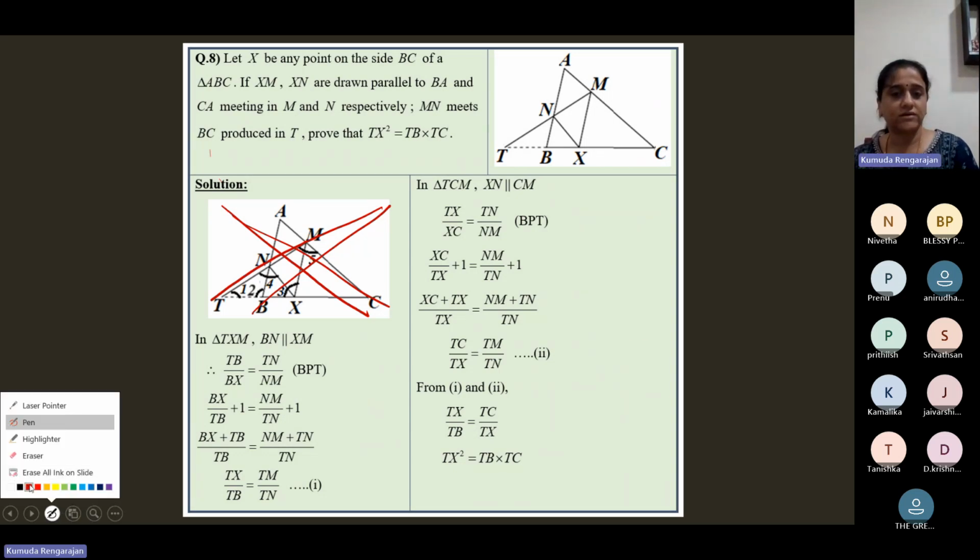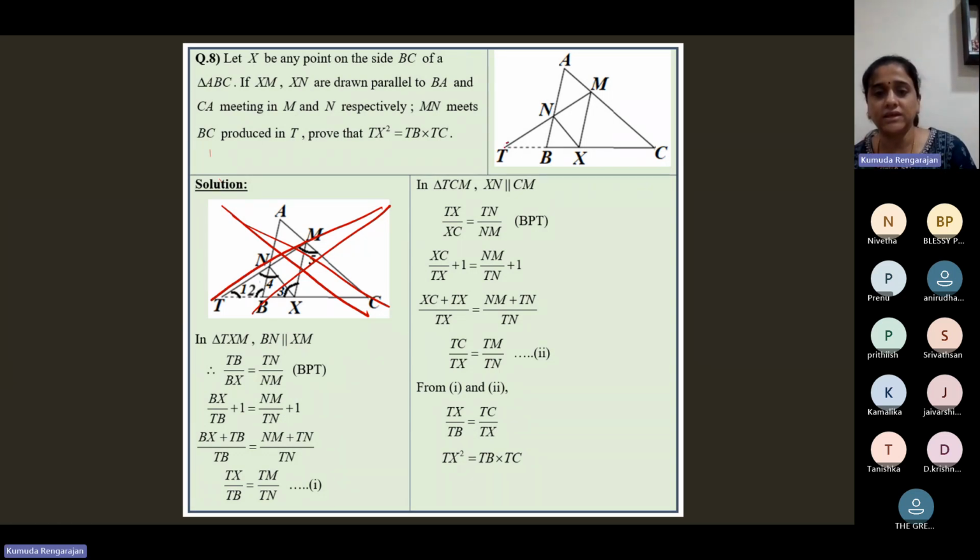So when you take TMX, which are the parallel lines? BN is parallel to MX. Why is BN parallel to MX? Because it's given that BA is parallel to MX. When two lines are parallel, any part of the first line and any part of the second line are also parallel, right?